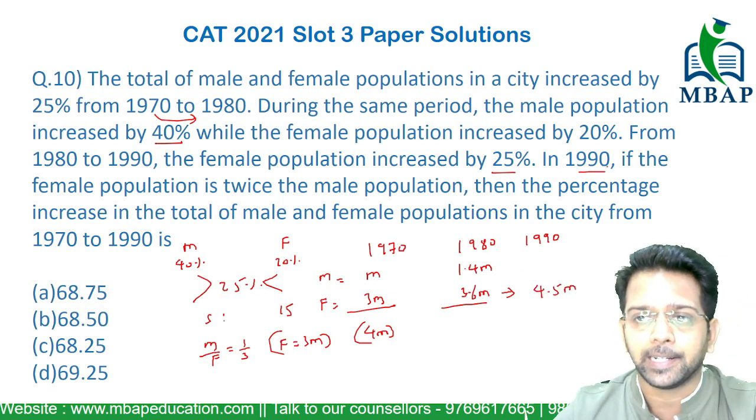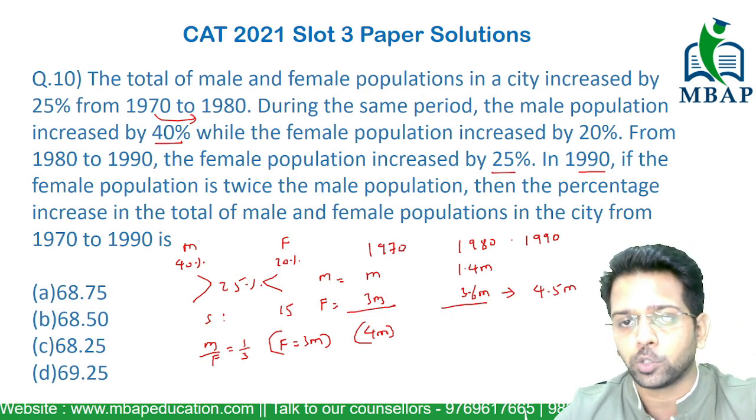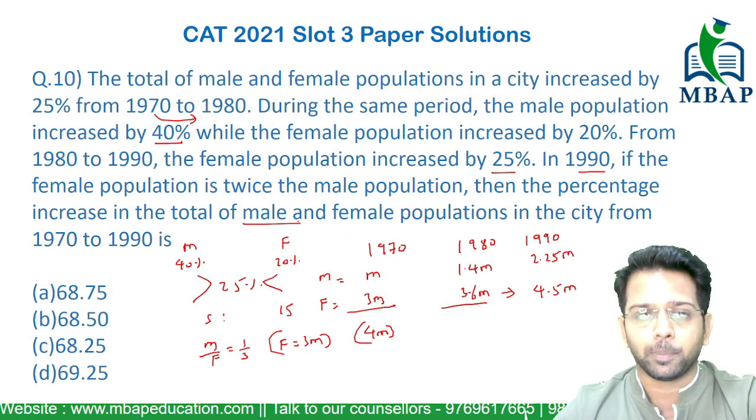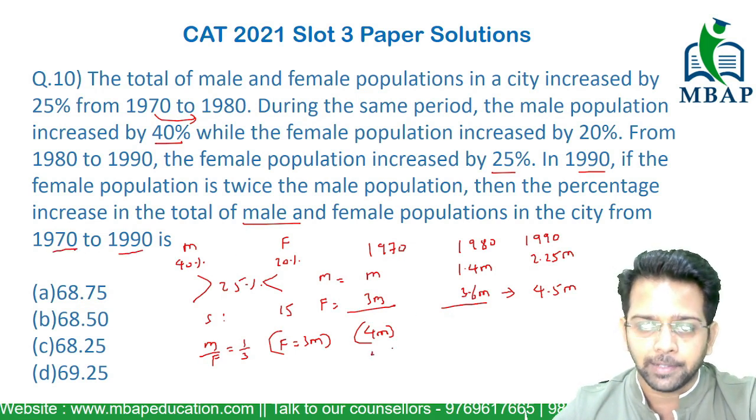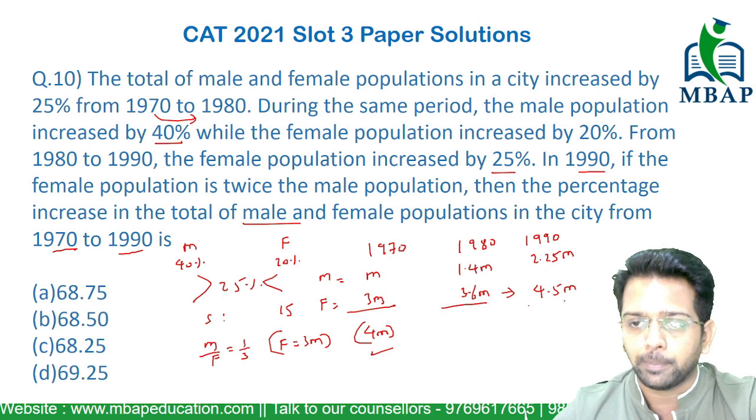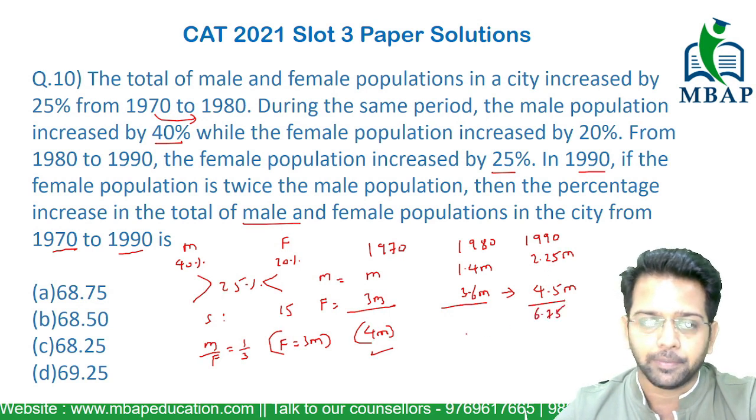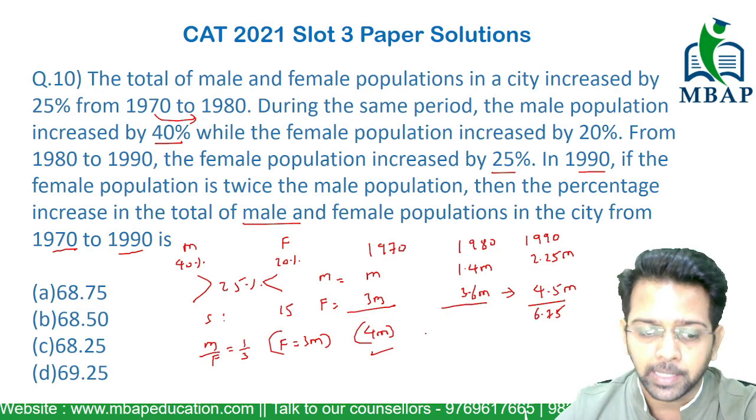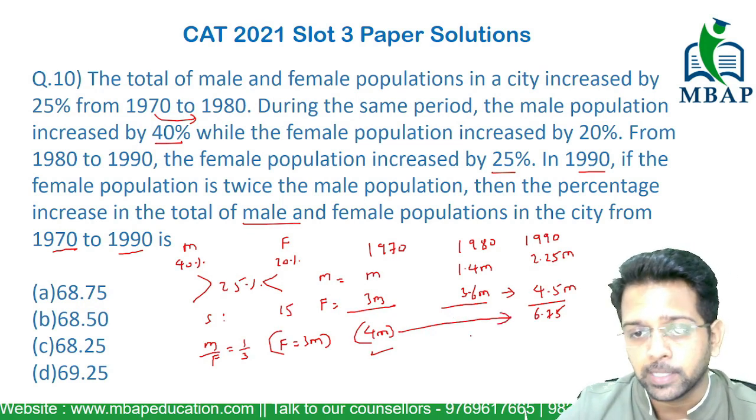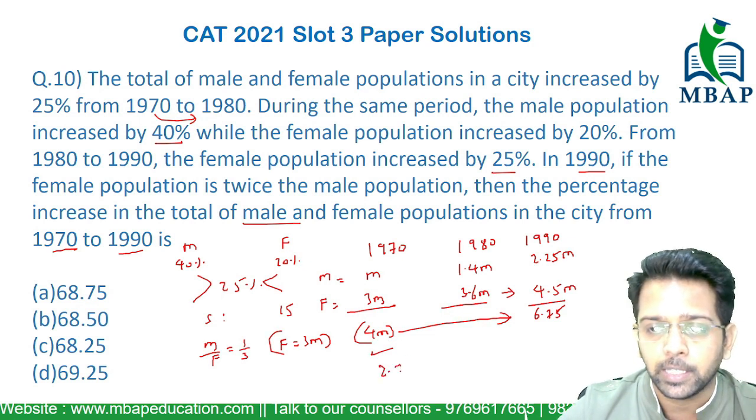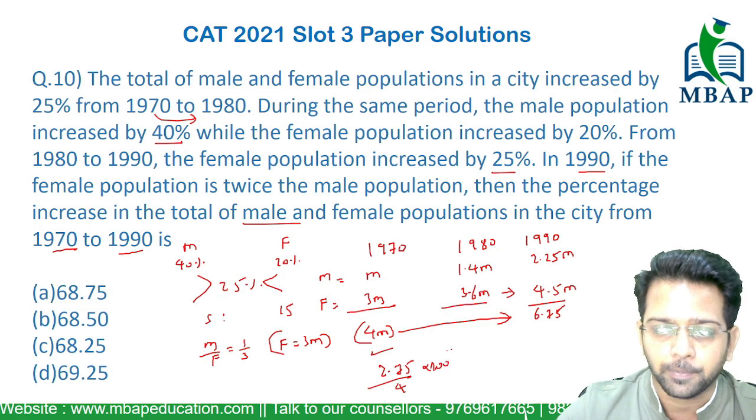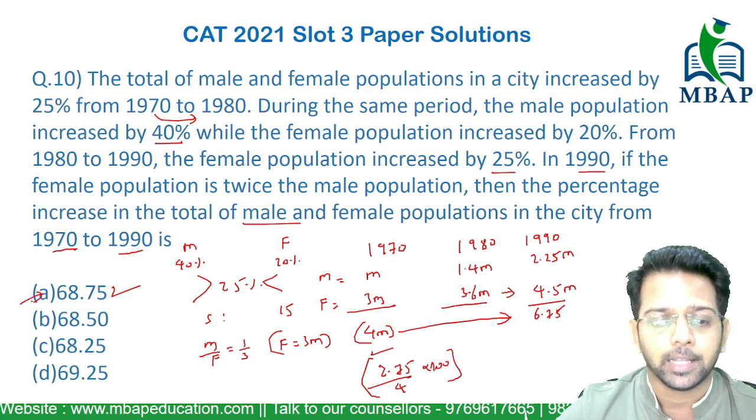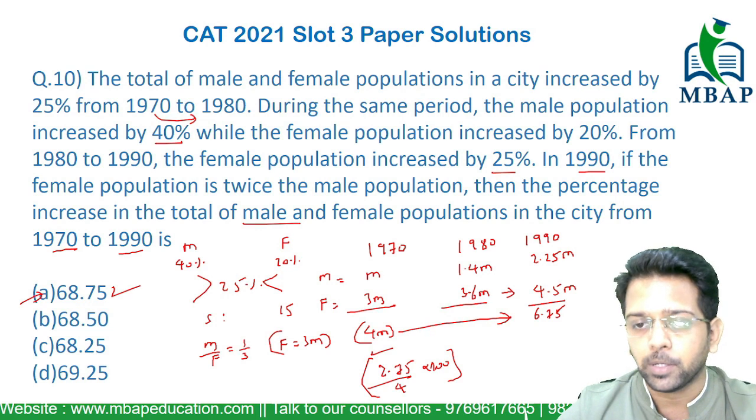And then in 1990, if the female population is twice that of the male population, so male will be half of 4.5, which will be 2.25M. The question is, find the total population in 1970 and 1990. 1970 we know is 4M. 1990 is 2.25 plus 4.5, which should be 6.75. The question is, from 1970 to 1990, what is the percentage jump? The jump is from 4 to 6.75. So it is increasing by 2.75 on 4 into 100. So 275 on 4 will give you the final answer 68.75. And hence, the answer for this question will simply be 68.75 in the end.